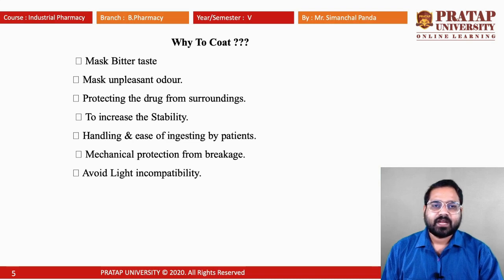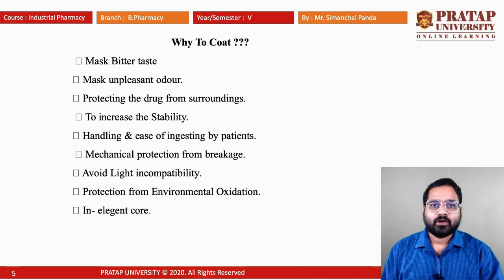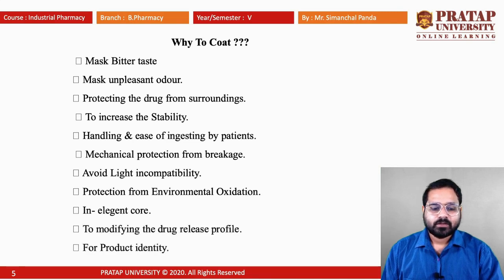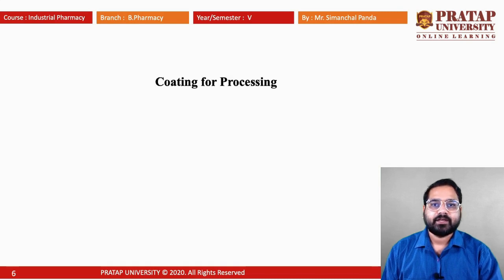Generally, some drugs have a light sensitivity effect. So in the presence of UV or any light, they may undergo photodegradation. In order to avoid that, we can go for coating. It can also avoid environmental oxidation and it will have an elegant look. As I told earlier, it will have the unit identification mark as the coating of different color. So this also benefits product identity.